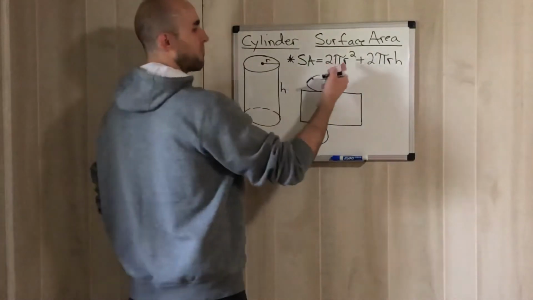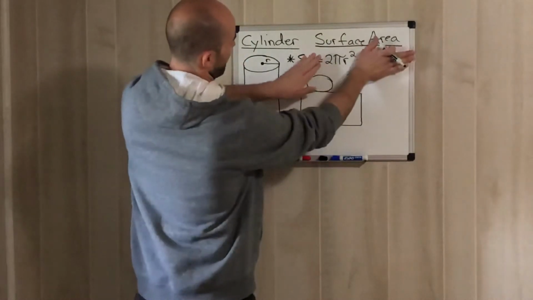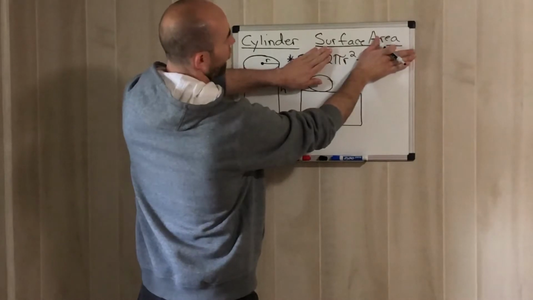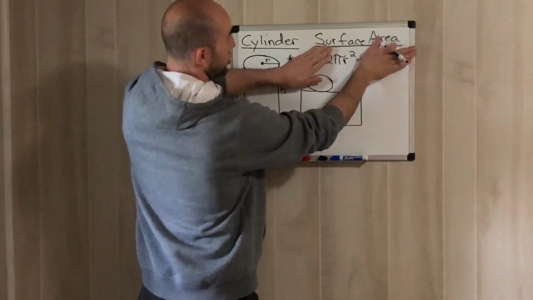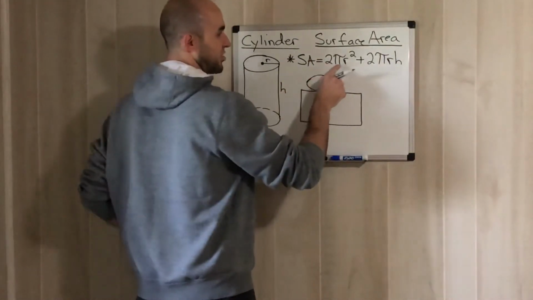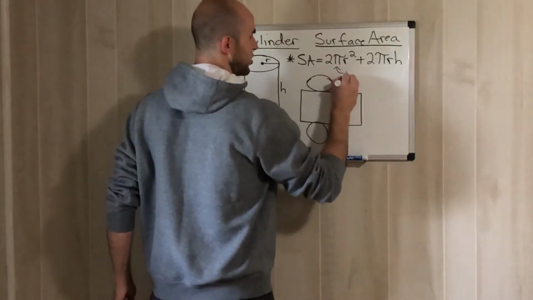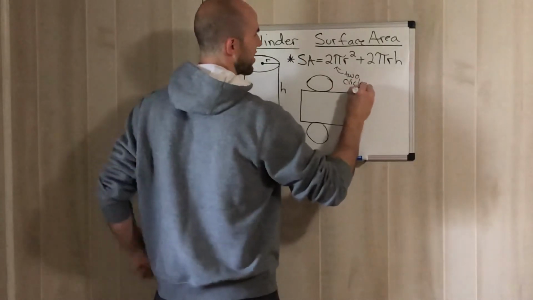Looking at just the first part, we know that pi r squared represents the area of one circle, right? But since there are two circles, that's where this 2 comes from. So basically it's saying that it's 2 circles. And you don't have to memorize this. I just want to show you where it comes from.